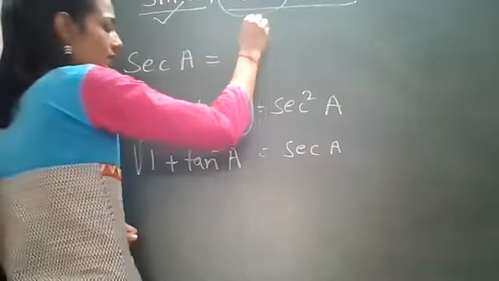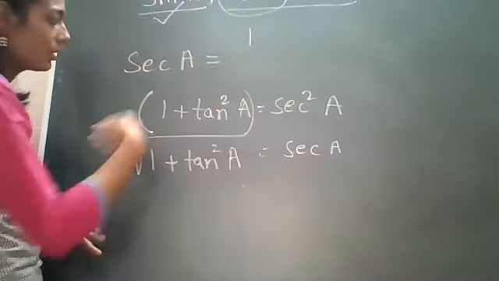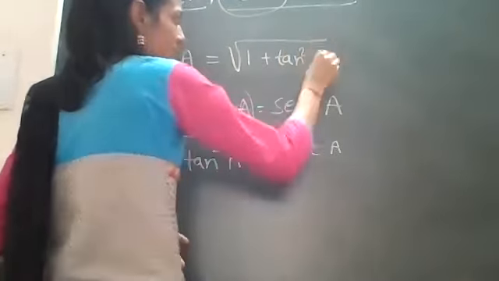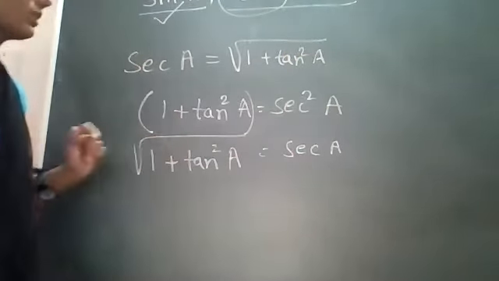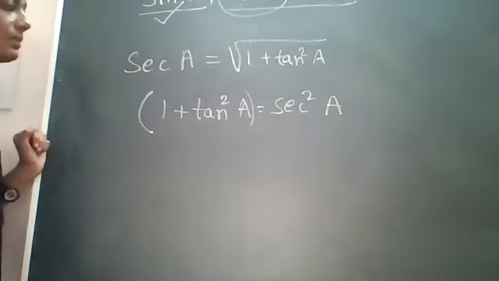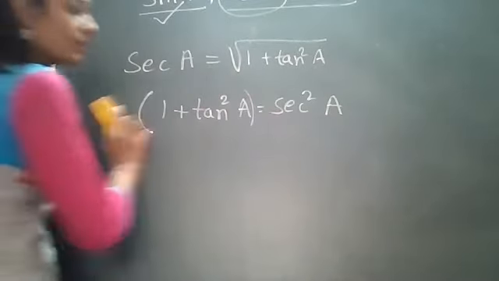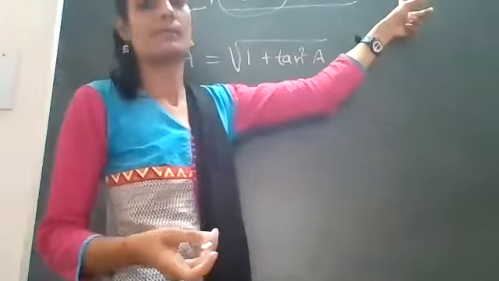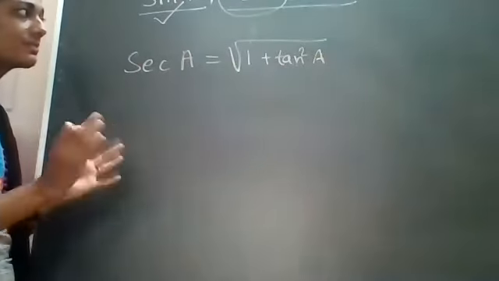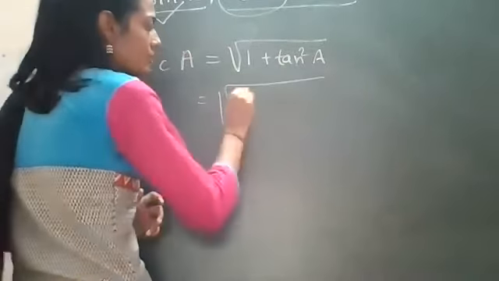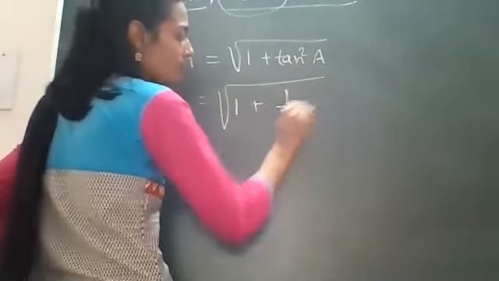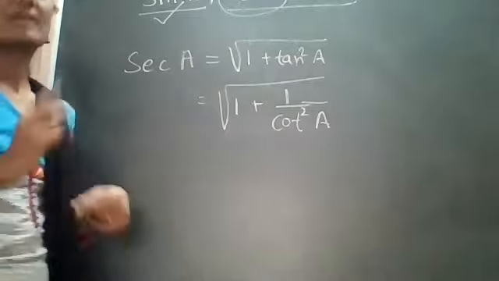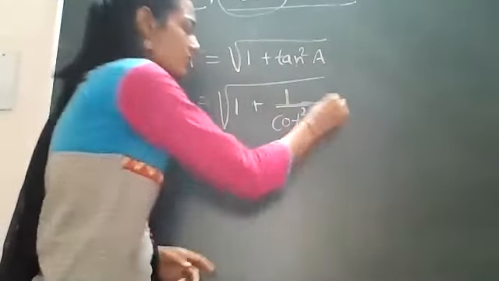So similarly, directly under root of 1 plus tan square A. Right? This you have to write in a bracket only. This identity only. 1 plus tan square A is equal to sec square A. Okay? Now, 1 plus tan square A. Now, tan is related to the cot. Remember, there is a relationship between the tan and cot. So, what is the relationship? So, tan square A becomes 1 upon cot square A. Tan is equal to 1 upon cot. So tan square is equal to 1 upon cot square A. Right?